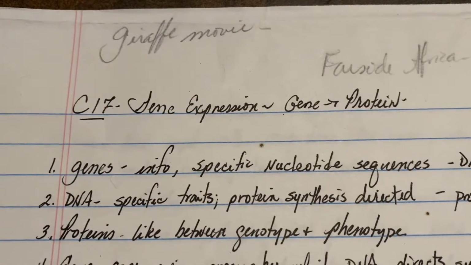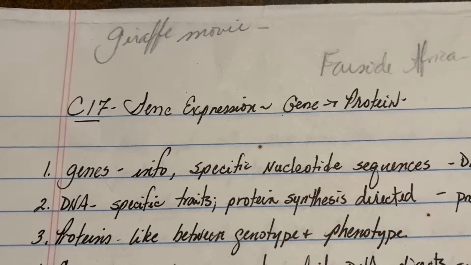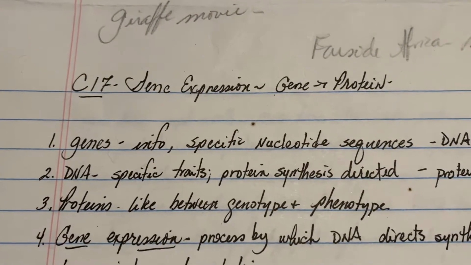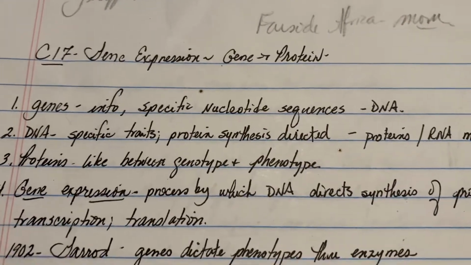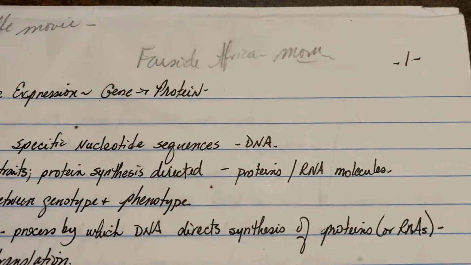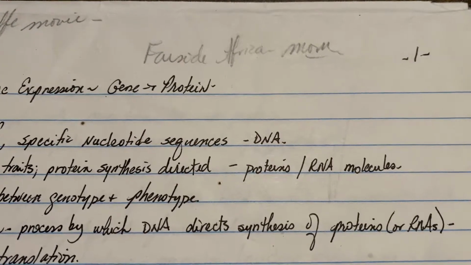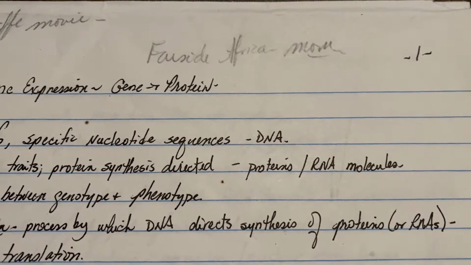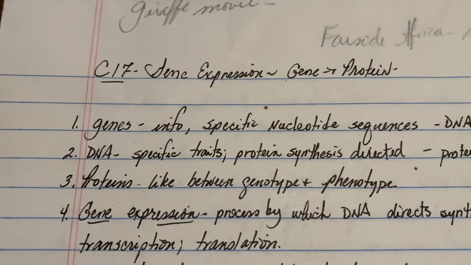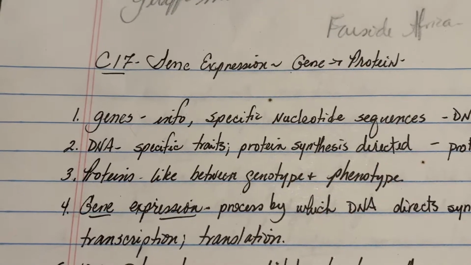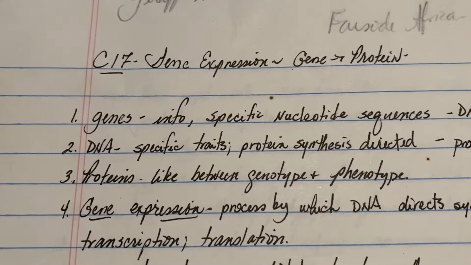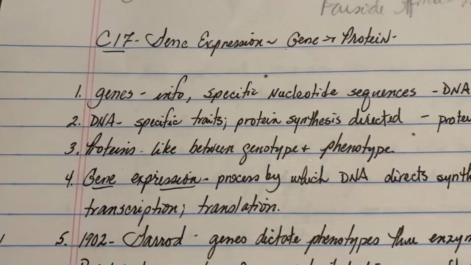Proteins are between the genotype and the phenotype. Now, gene expression is the process by which DNA directs the synthesis of proteins or RNAs, because we still have to make our messenger, ribosomal, and transfer RNAs. And that protein synthesis is going to involve transcription and translation, as we talked about in our protein synthesis video.